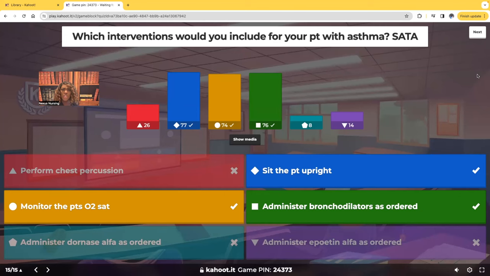So hypersecretions, is that a problem with asthma? No, that would be for a patient that has something like cystic fibrosis. So we're not doing chest percussion on an asthma patient. We'd be doing that on a patient who has something like cystic fibrosis. So that's not the answer.